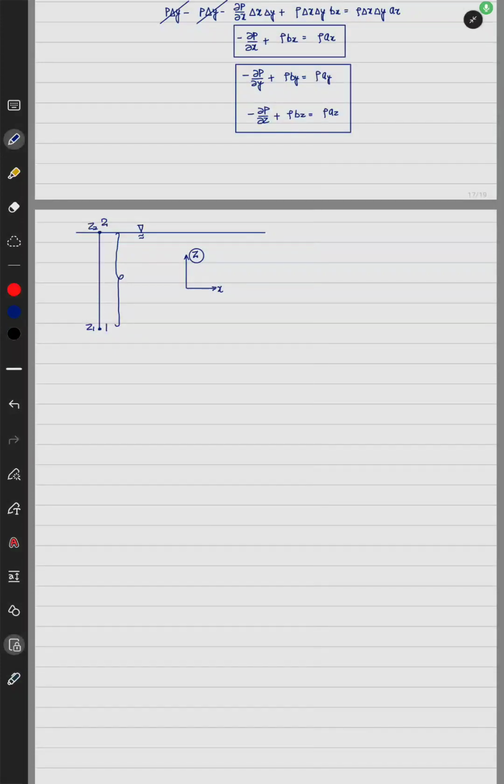We stopped in the previous lecture, so let us continue from where we left. Okay, so in the z direction, del p by del z plus rho into bz is equal to rho into az.